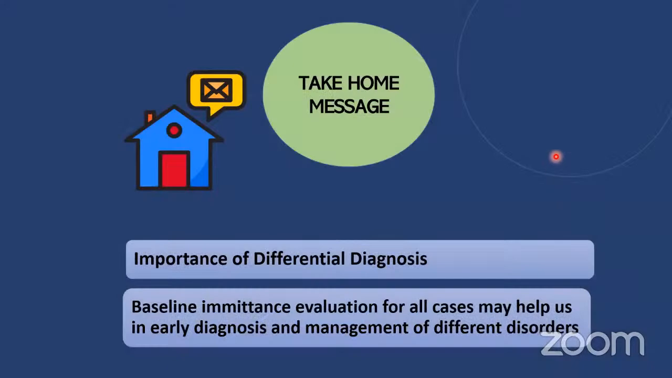So basically, the take-home message from all these cases is that we should not just diagnose based on one particular finding, like looking at the audiogram that we saw in the first case, where it looked like a clearly conductive hearing loss case, but it was not. There was actually an involvement of the inner ear, that is a semicircular canal dehiscence case, and also a baseline emittance evaluation for all the cases may help us in early diagnosis and management of different disorders. So again, that is very important.